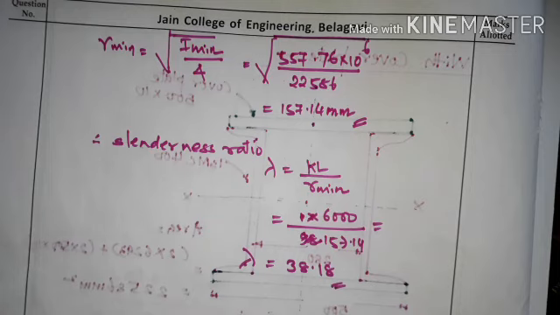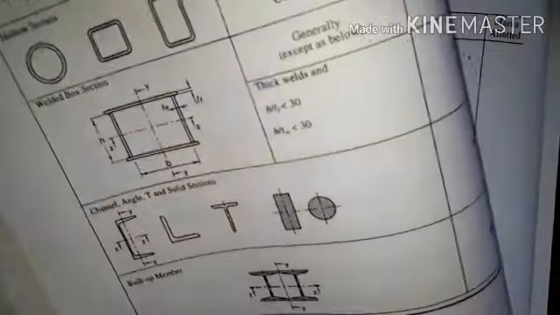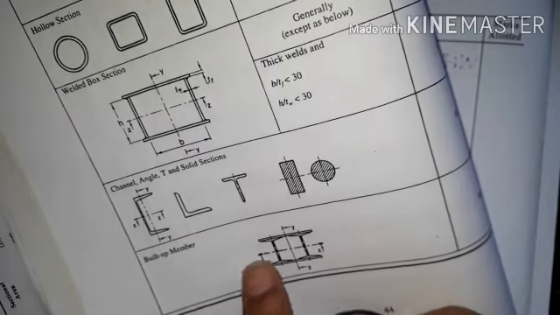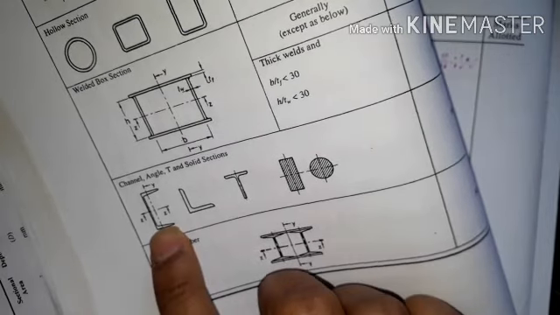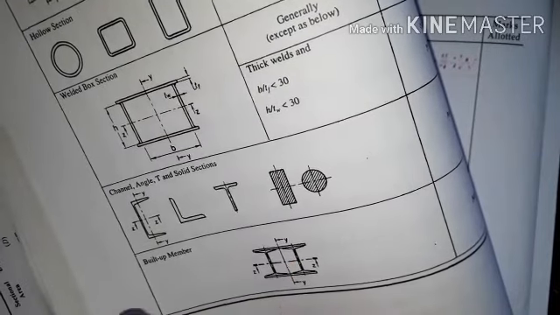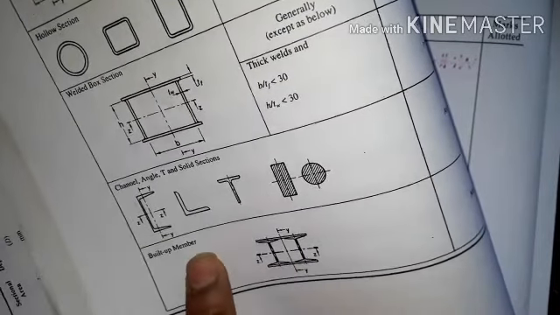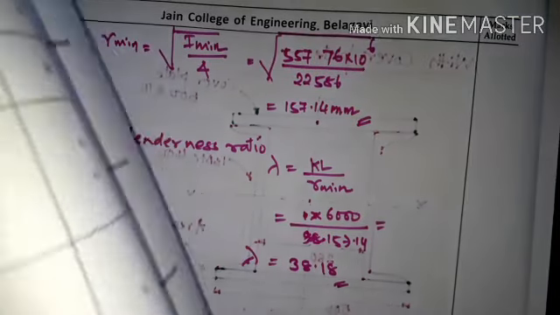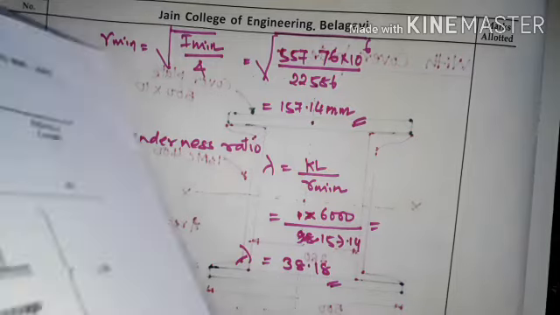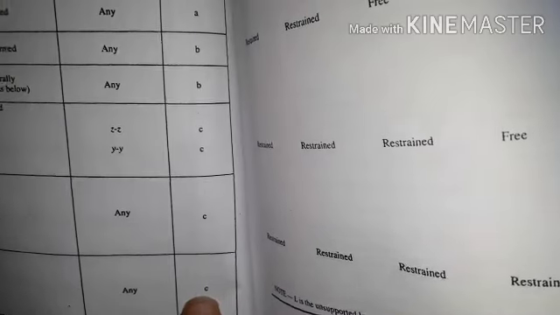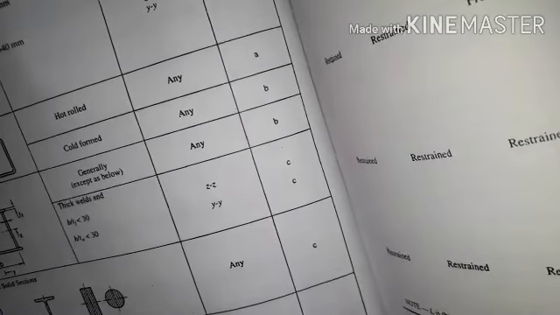Okay, table number 10. Here it is a channel section, or now a built-up section. If it is a single channel section, no problem, buckling class C. If it is a double channel, double I, whatever, a built-up section, then also you have to take it as buckling class C only.